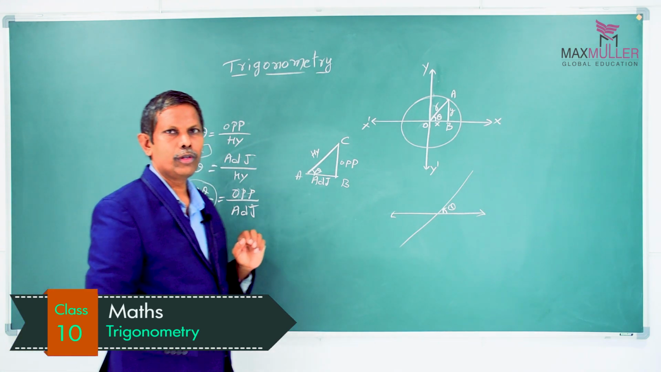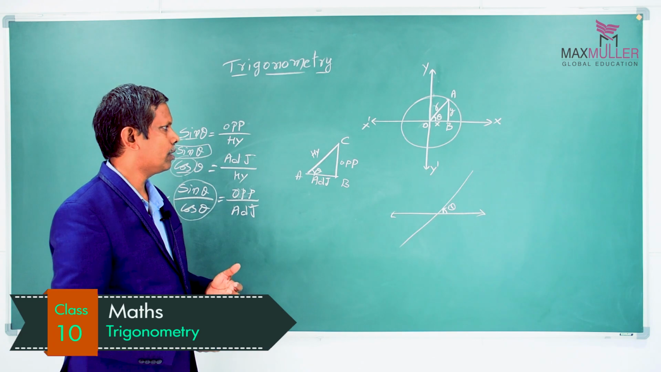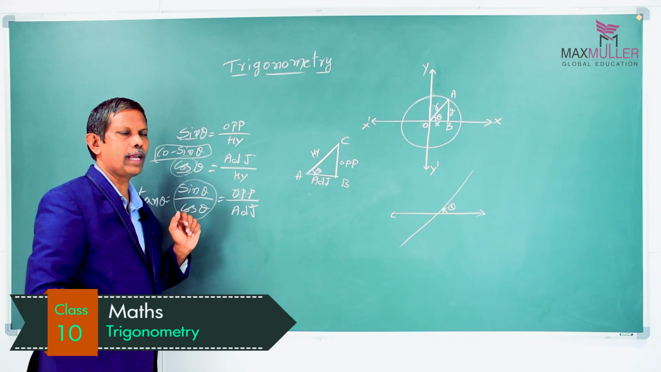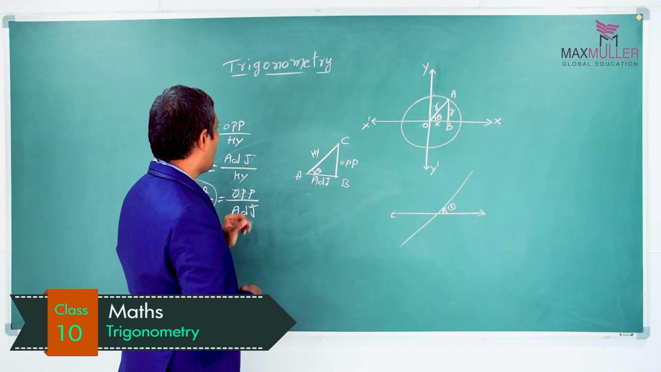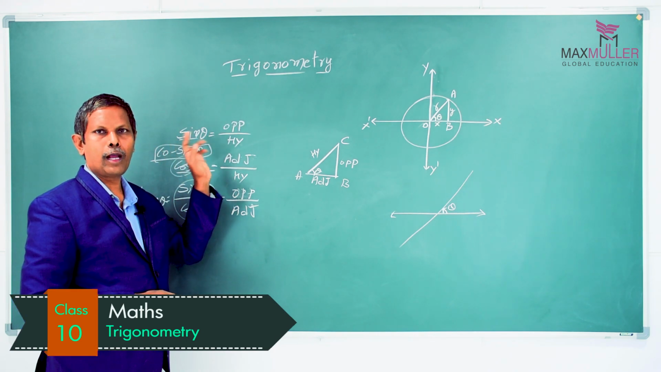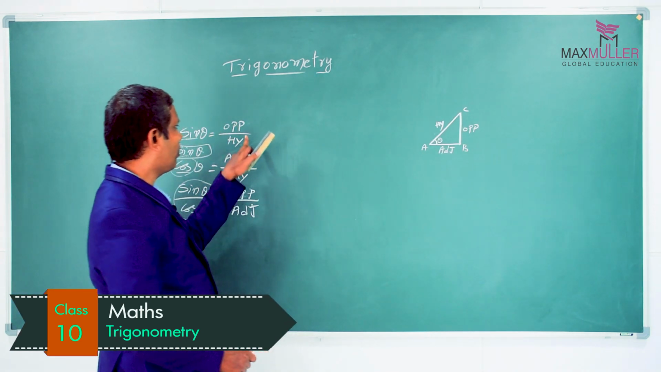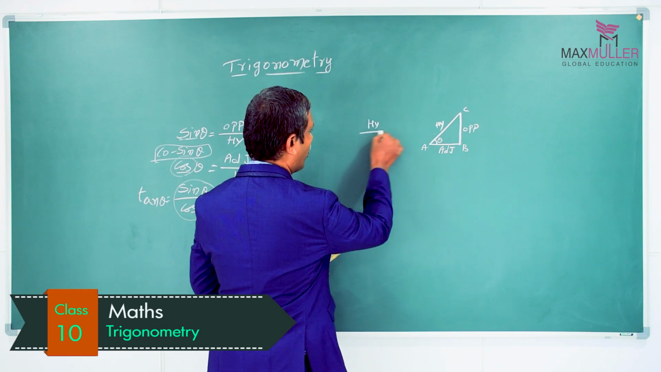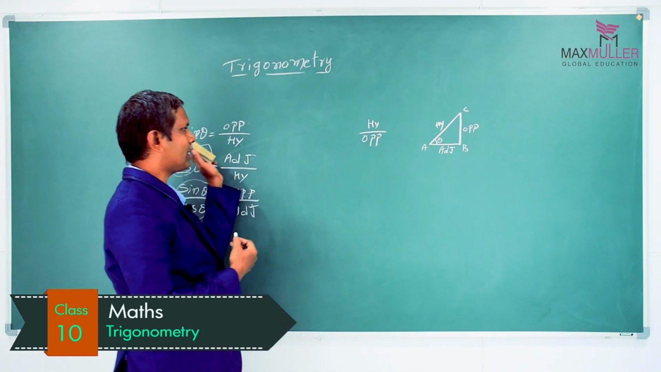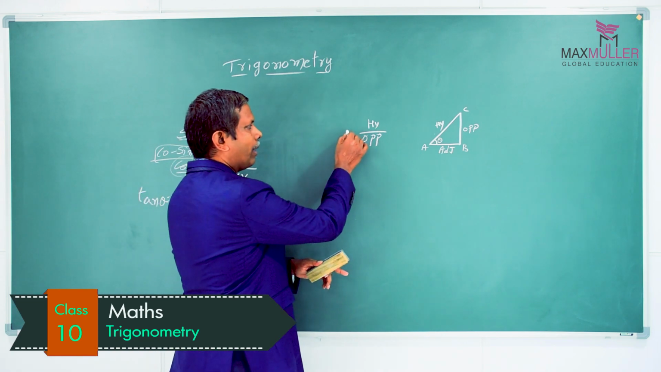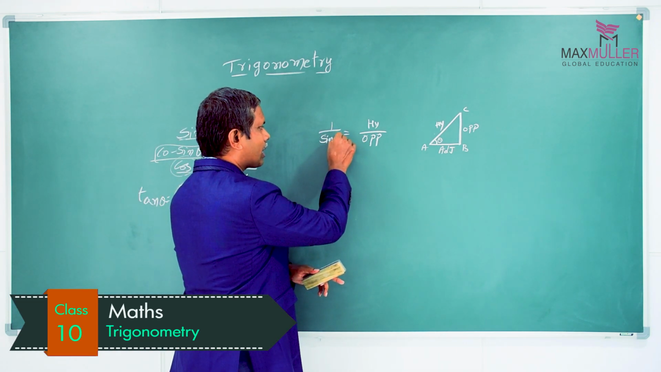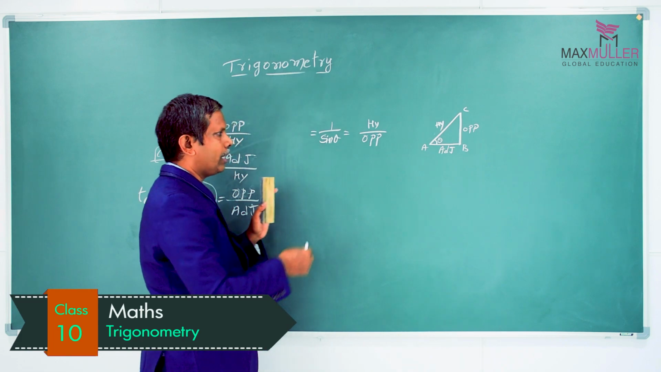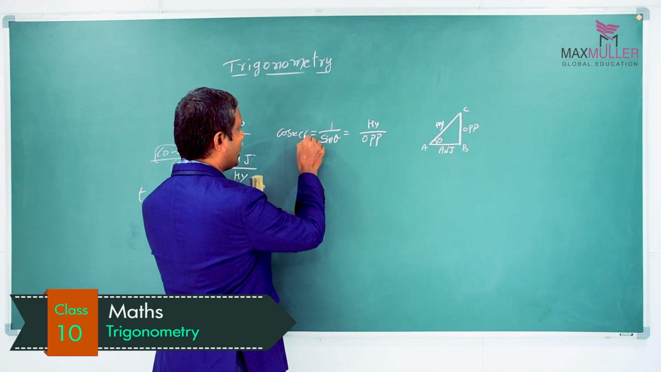For every ratio, reciprocals are also there. Those ratios are known as reciprocals. What is the reciprocal of sin? That is nothing but hypotenuse by opposite. Opposite by hypotenuse, what is the reciprocal of that? Hypotenuse by opposite. First they named this reciprocal as 1 by sin theta. After that, they renamed it again. 1 by sin is also called cosecant theta.